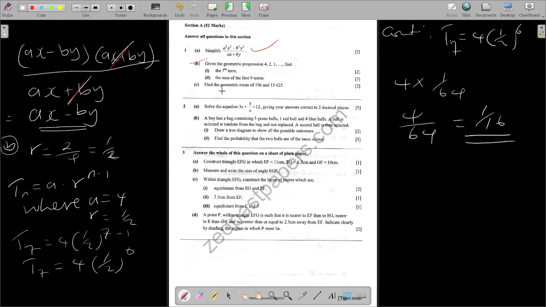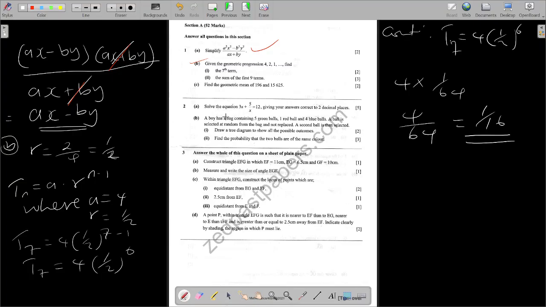Let's look at the second question from question B, which says: the sum of the first 9 terms.